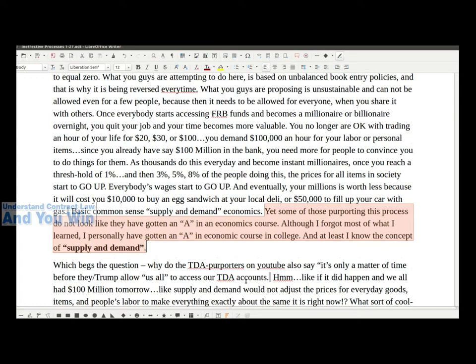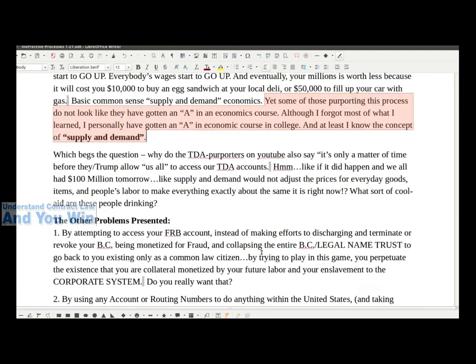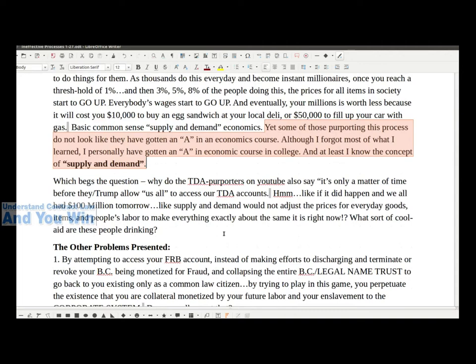So if you're going to tap into some of these theories that are floating around out there and become a billionaire overnight and tell other people to do it too, all you're doing is causing hyperinflation. It's not making the world a better place at all. So I hate to burst your bubble. Some of these purported processes do not look like anyone has gotten an A in an economics course on supply and demand, although I forgot most of what I learned in economics class myself.